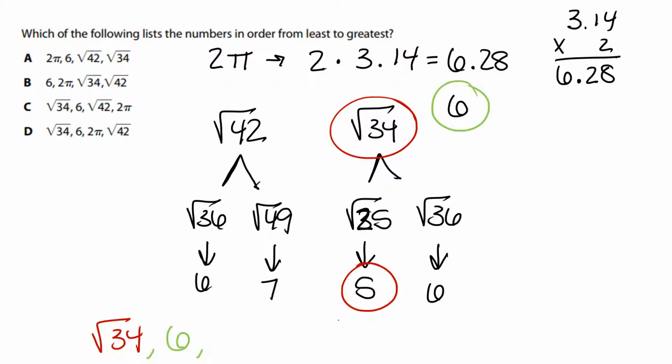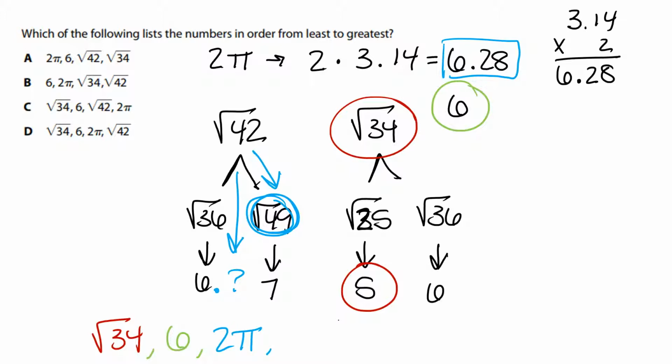Now, looking at the next two, both of them have a decimal, 6.28 for our pi value and 6 point something. We don't know what the square root of 42 actually is. But if we had to take a guess, I would say that the square root of 42 is closer to 49 than it is to 36. So I would say that 42 is closer to 7. It's going to have a larger decimal. So that's going to mean 2 pi is in third place, and the square root of 42 is in last place for letter D of our correct answer.